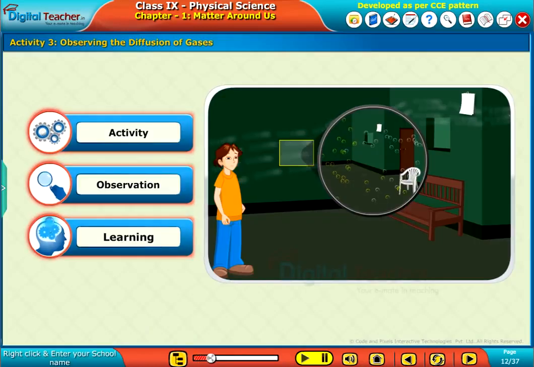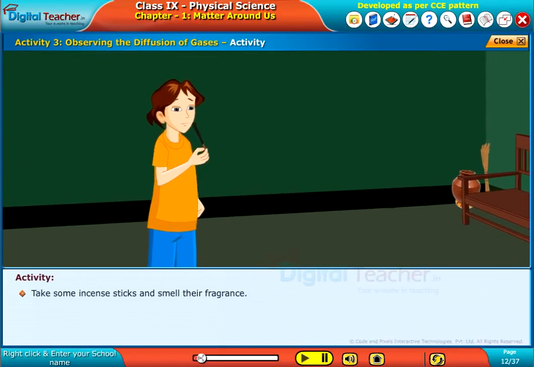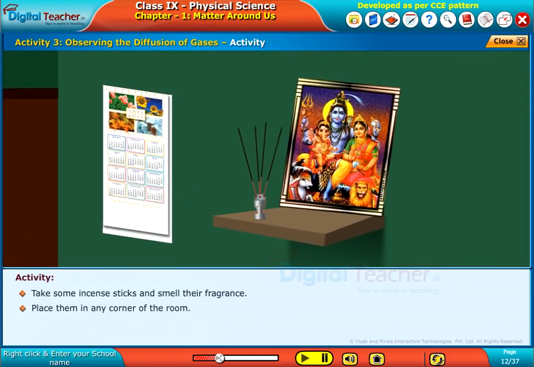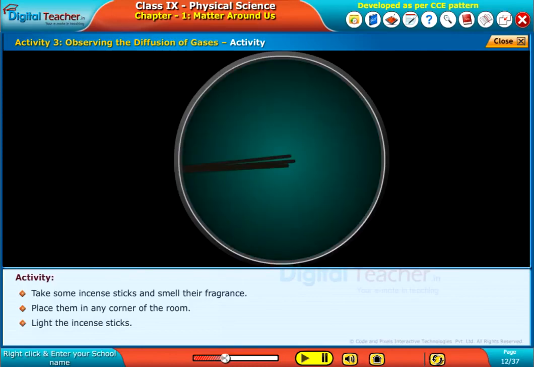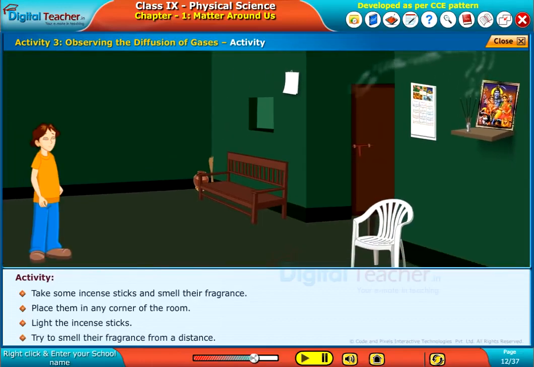Now, let us perform an activity to observe the diffusion of gases. Click each tab to know more. Take some incense sticks and smell their fragrance. Place them in any corner of the room. Light the incense sticks. Try to smell their fragrance from a distance.